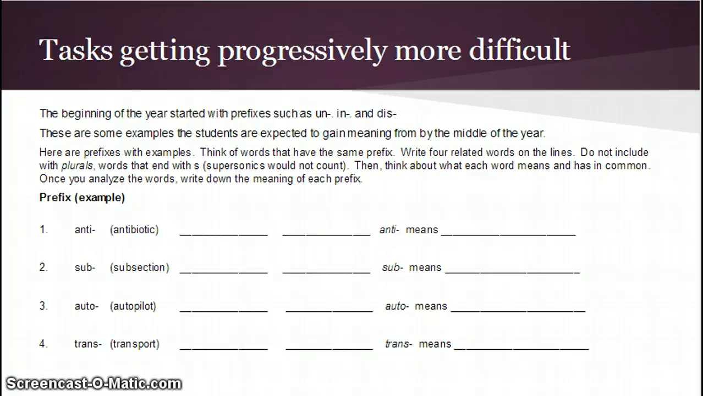Here's an example of tasks getting progressively more difficult with word parts. In the beginning of the year, we focus on easy affixes such as un, in, dis. By the end of the year or mid-year, you'll see more difficult affixes and blanks where they can fill it in and figure out what these prefixes mean instead of the teacher just giving it to them.